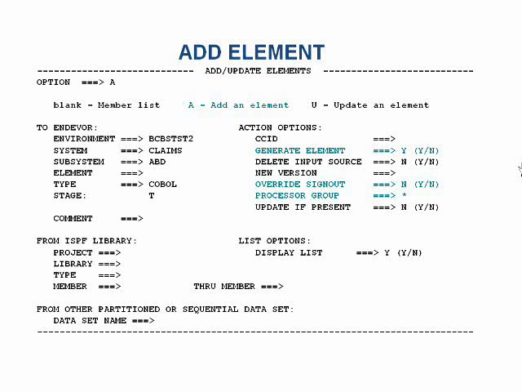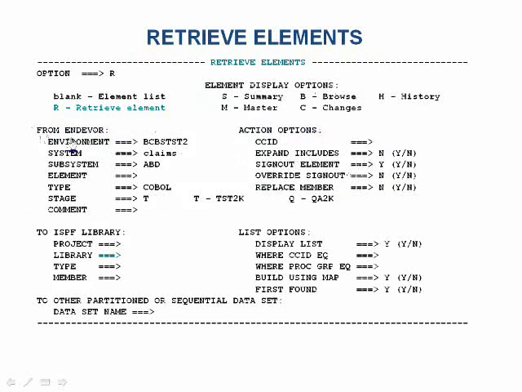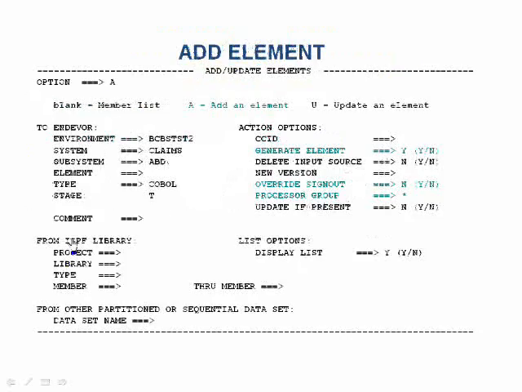Using the add element screen, you are going to add an element from your local library to Endeavor. The name here you can observe, from ISPF library, from your local library to Endeavor. While retrieving, it says from Endeavor to Endeavor. To add from your local library to Endeavor, the same way you have to mention where the program is residing, the PDS or sequential data set, and where you want to keep it.